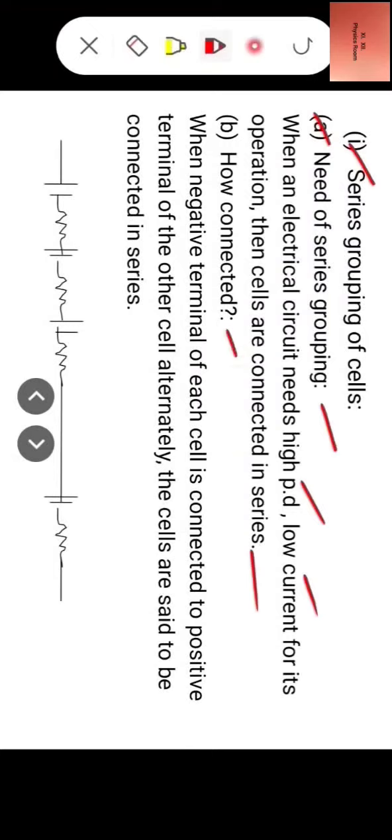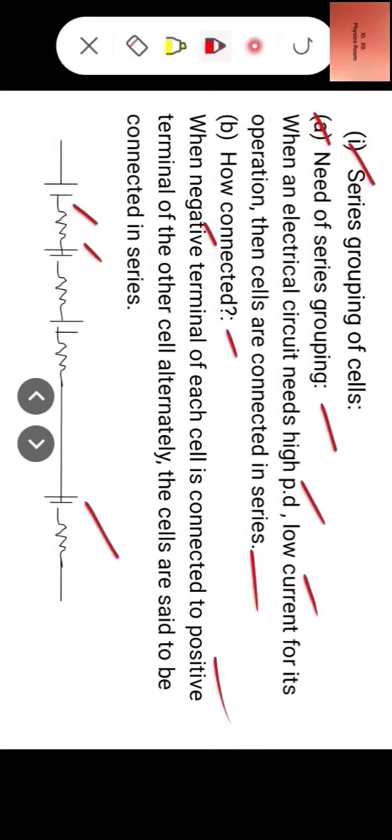Let us see. When negative terminal of each cell is connected to positive terminal of the other cell alternately, the cells are said to be connected in series. Now look at the diagram.